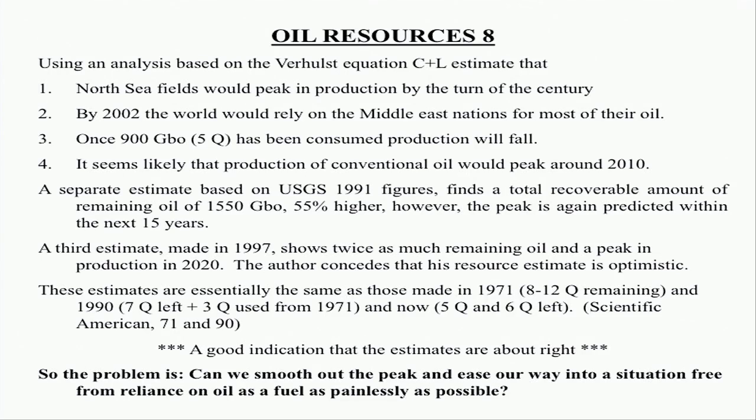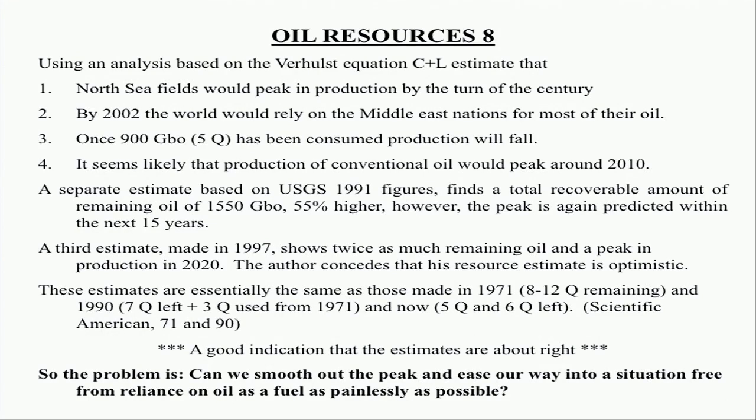Campbell and Maher took this information, they used the Verhulst equation, and they came up with a number of conclusions based on all the data they had. And this is just a list of some of the things that they predicted based on their analysis. Remember, this was just before the year 2000. They said, for example, for the UK, North Sea oil fields would peak in production by the turn of the century, which they did. By 2002, the world would rely on Middle East nations for most of their oil, which they did, around about two-thirds.